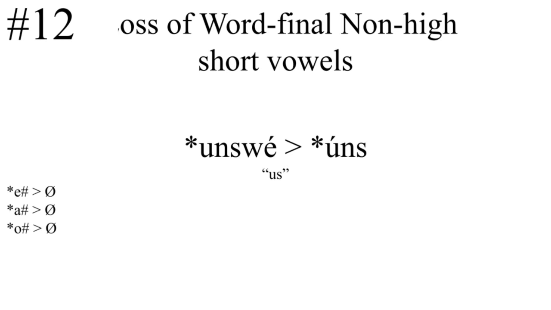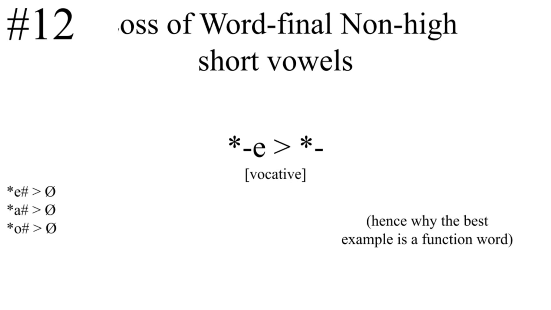To be honest, you don't have to worry too much about changes to unstressed vowels and final consonants, because most of Proto-Germanic is already solved with specific reflexes of each ending, the vocative being nothing, for example.